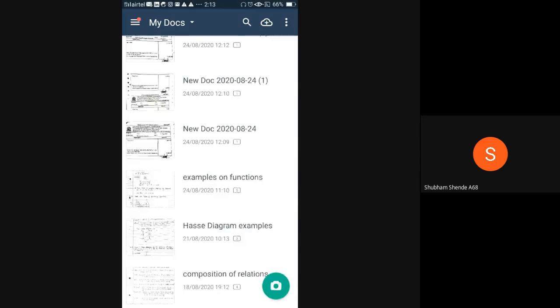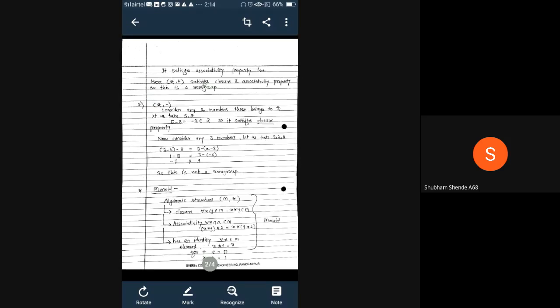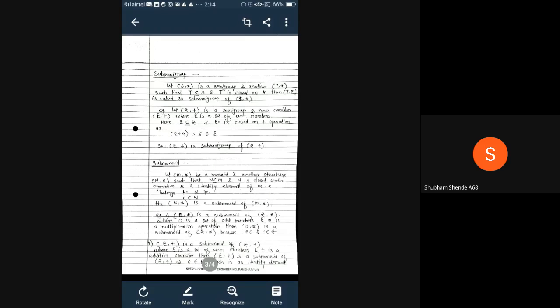Now we will solve some examples. Okay, so here definitions and examples are given for sub-semigroup and submonoid. Definitions we have seen already. Let us see the examples. So the first example is based on sub-semigroup. Let (Z, +) be a semigroup and now consider (E, +) where E is a set of even numbers. आता E काय आहे? Set of even numbers, and we have to check whether (E, +) is a sub-semigroup.